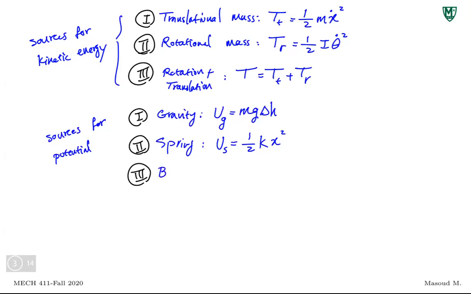The last one that we don't really talk about is buoyancy. Buoyancy is also a source for potential energy. A good example of it would be when you put a piece of wood on a water surface. When you try to push it down, what happens? If you push it down, the potential energy is being stored in that piece of wood because of the buoyancy force.